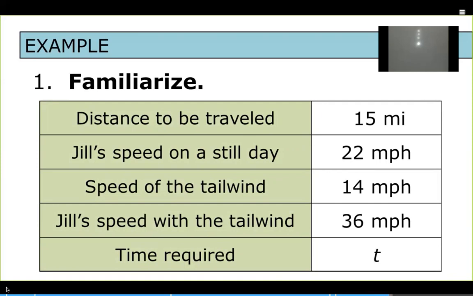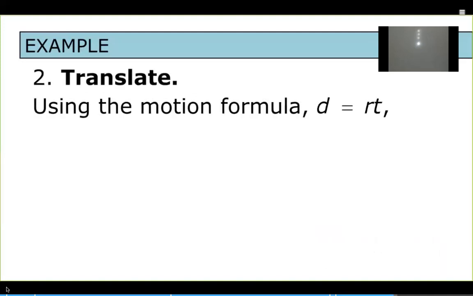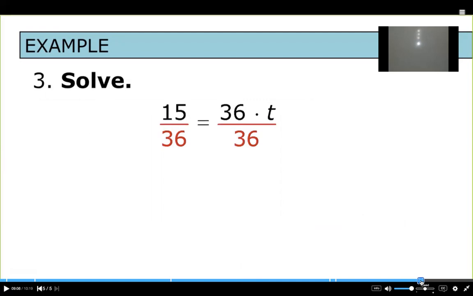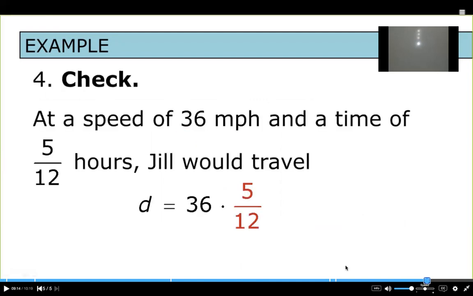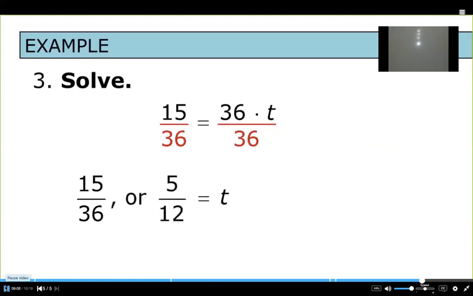The time required is t. Step 2, translate. Using the motion formula d equals r times t, we substitute 15 for distance and 36 for rate, and we have 15 equals 36 times t. Okay, so you can all solve that. So let's go ahead and blast through it. And sure enough, they come up with an answer for t. So t is going to be in miles per hour. 5/12 equals t.